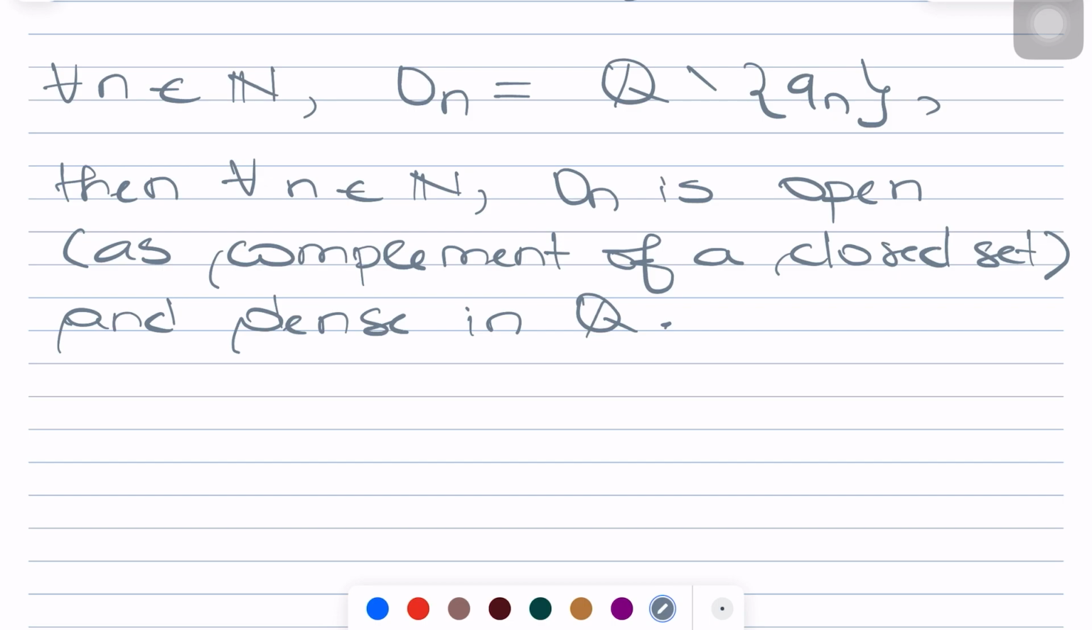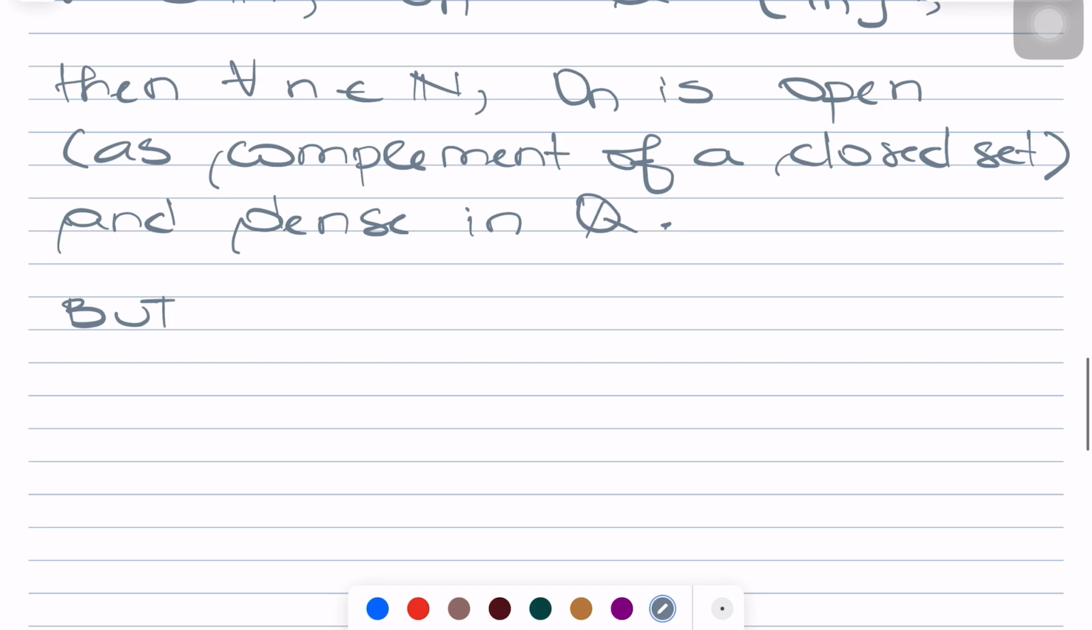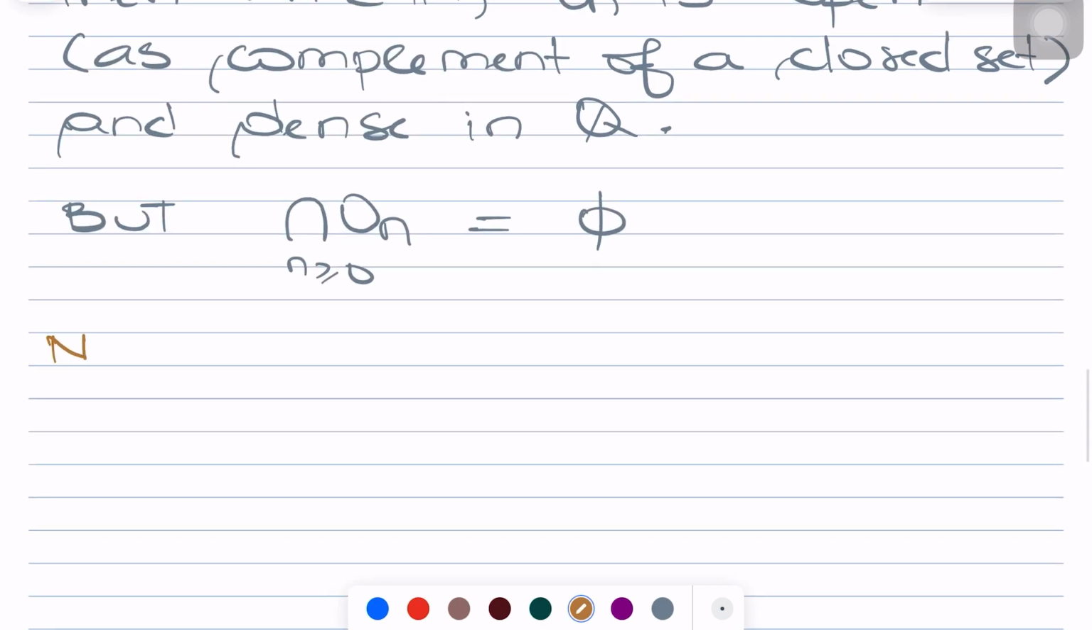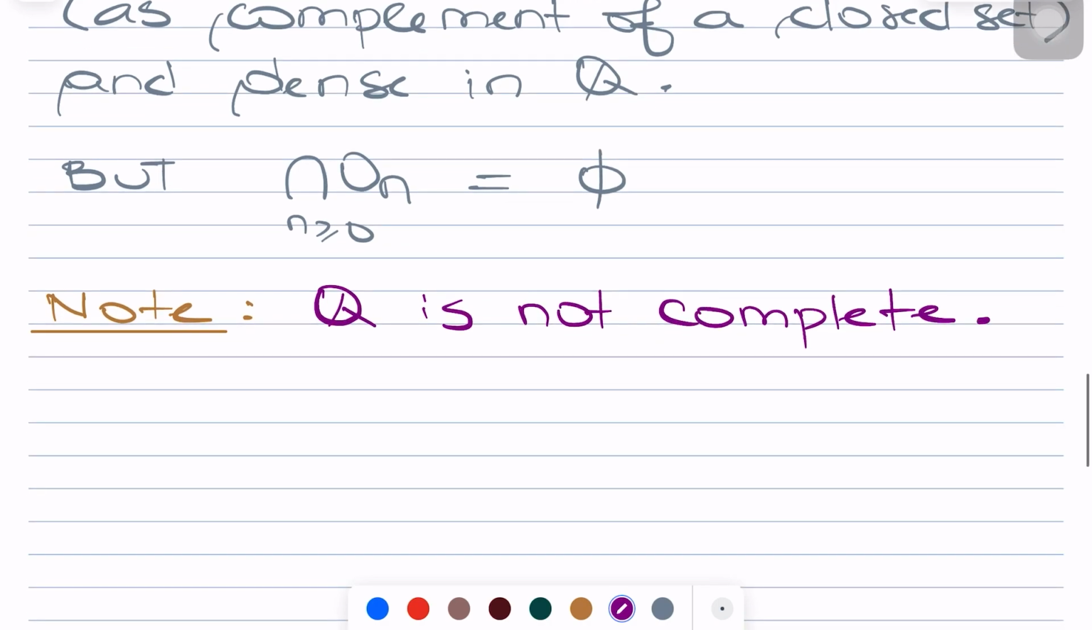But observe that the intersection of the O_n is actually empty. So Q is not complete. That is what you have to observe, that the set of rational numbers is not complete. So Q is not complete. That is why the Baire category theorem fails. Okay. Now let's prove the theorem itself.